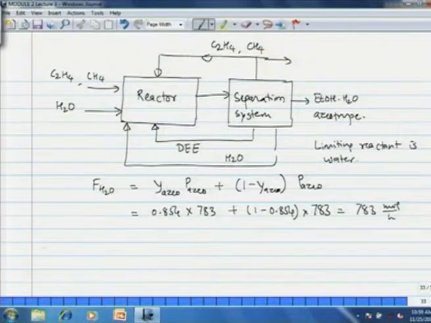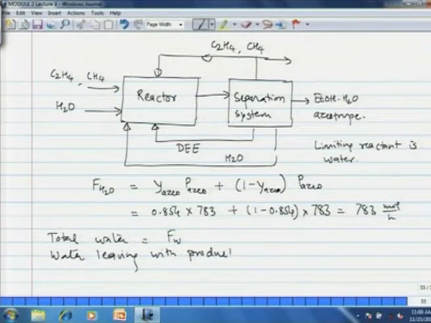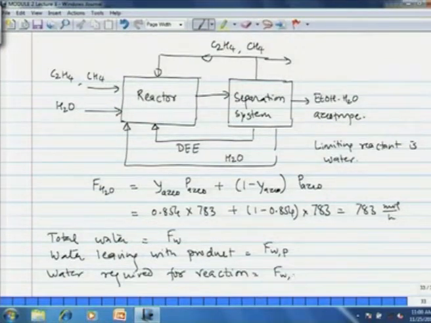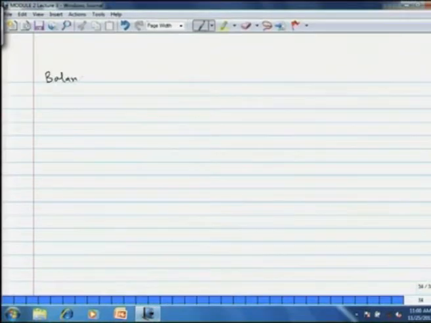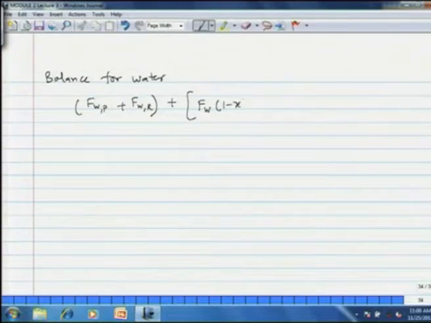Now, we say that the total amount of water that is entering is FW, the water that is leaving with the product is FWP, water required for reaction is FWR, and the conversion is X. Balance for water is FWP plus FWR plus FW into 1 minus X minus FWP is equal to FW.